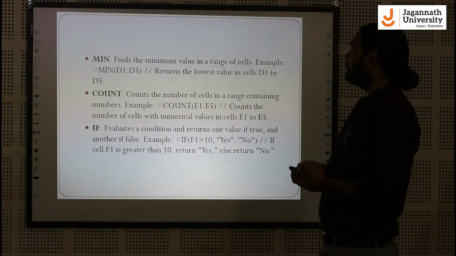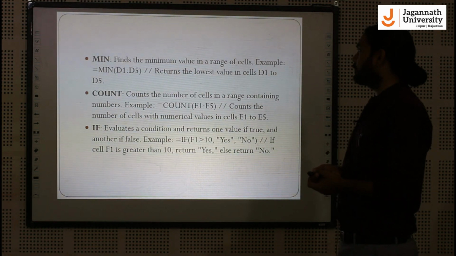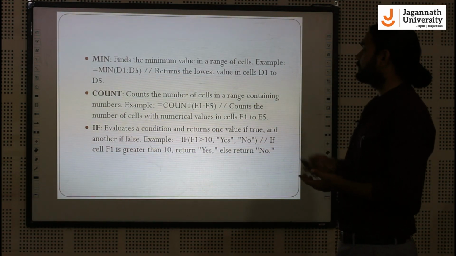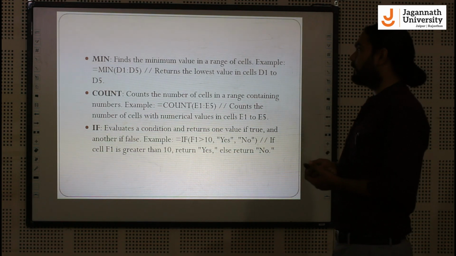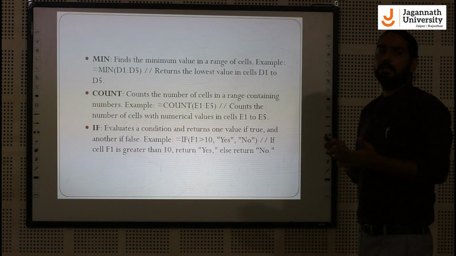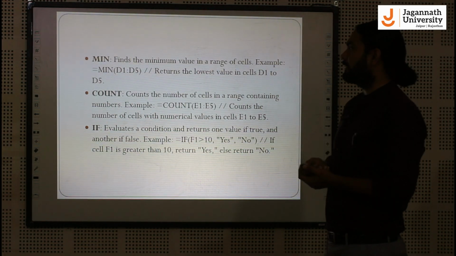Like MIN, find the minimum value in a range of cells. This formula is used to find the minimum values, equal to MIN D1 to D5. It means the column for D1, D2, D3, D4 and D5. It will be used to find the minimum values.